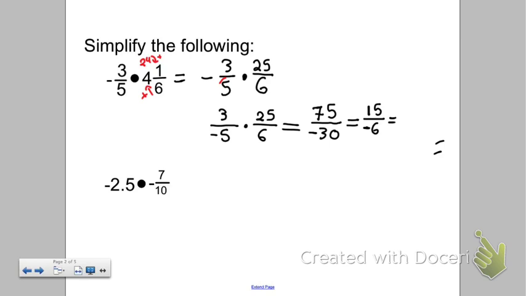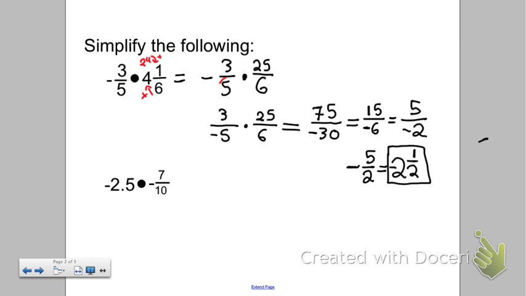I can factor out a 3 again. When I factor out a 3 again, I end up with 5/2. You want your fraction to always have the negative in the front, so I can make this -5/2. I need to now turn this back into a mixed number. 2 goes into 5 2 times, and there's 1 left over. So it is -2 1/2.